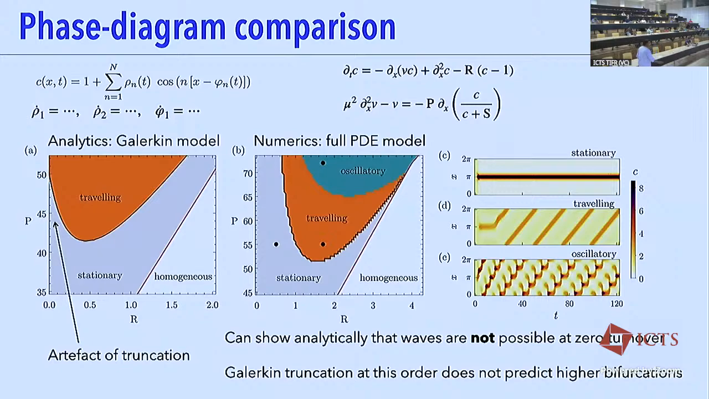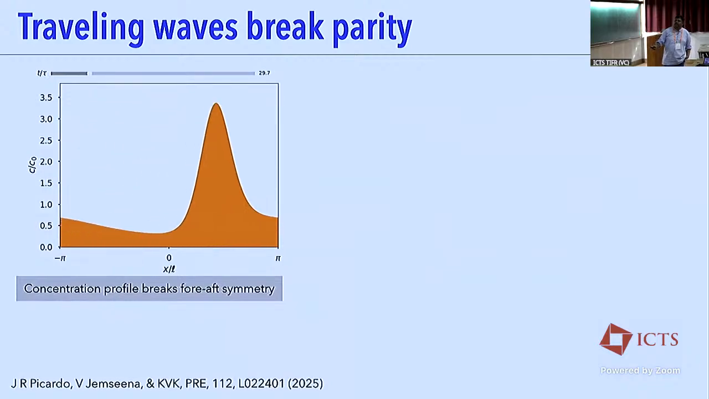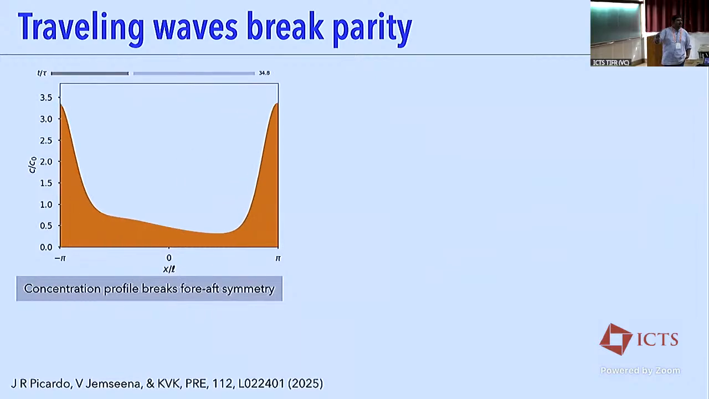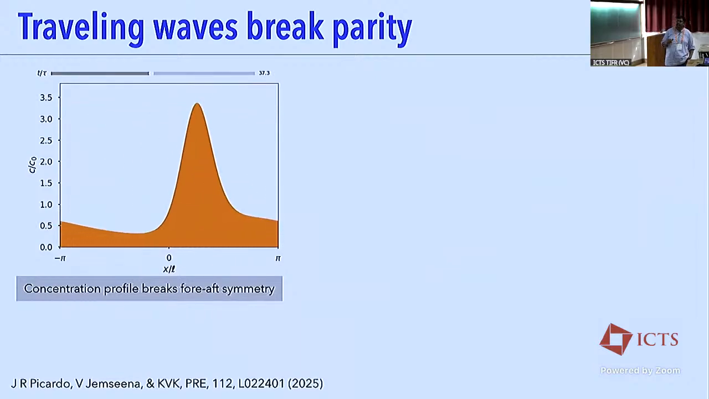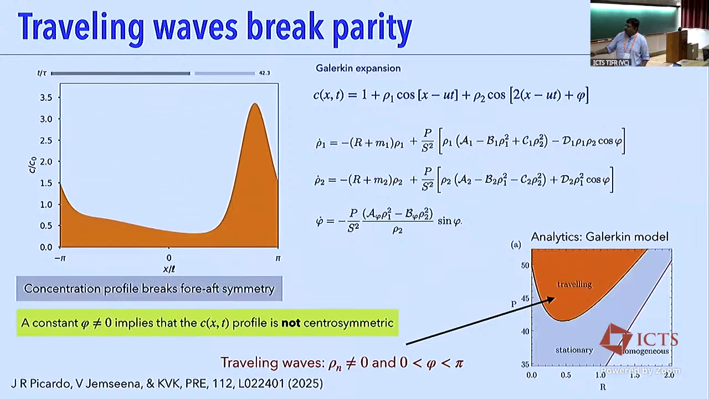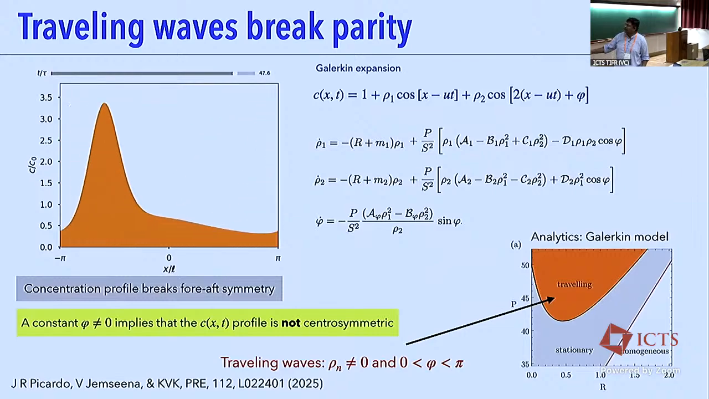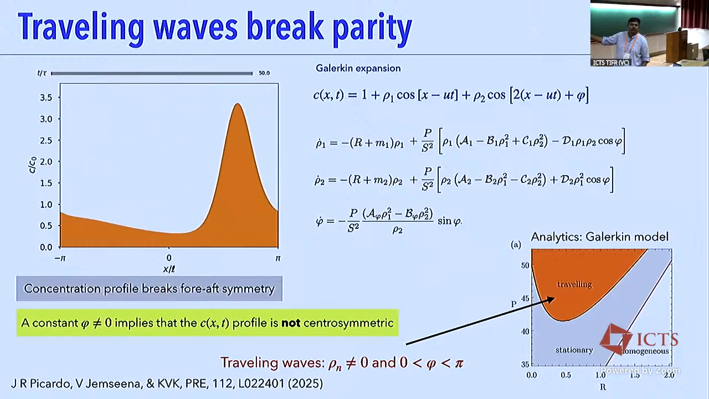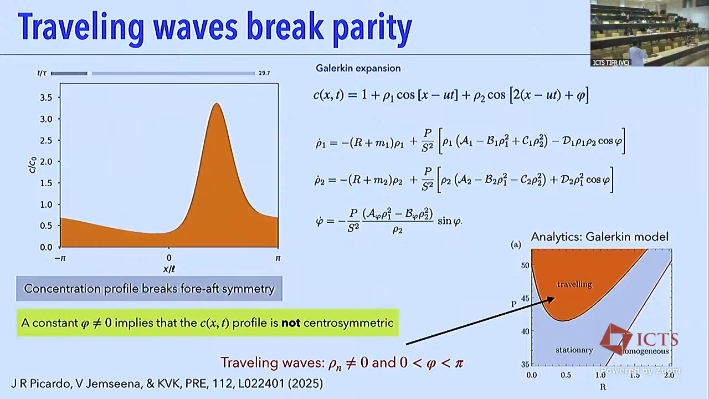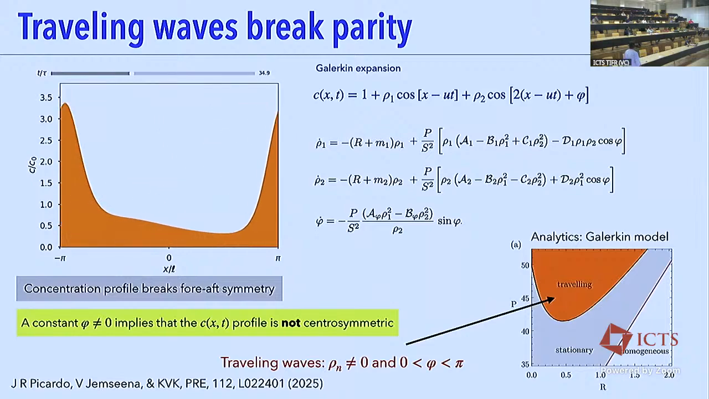Okay, so first thing you notice is that the concentration profile breaks the fore-aft symmetry. There's a traveling wave. So if you look at the peak of the profile, it's not reflection symmetric about the leading and the trailing edges, right? And if you have a non-zero phase difference between the two modes, clearly the profile that you would construct will not have centrosymmetry. There's a phase difference between 0 and pi. That's something we see in the numerics, and that's something the Galerkin model also predicts very well.